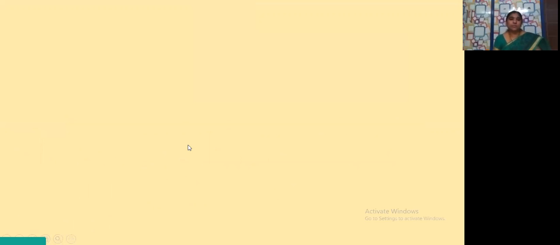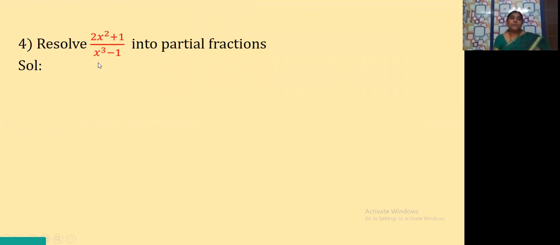Resolve 2x square plus 1 by x cube minus 1 into partial fractions. So what is the question here, children? 2x square plus 1 by x cube minus 1. If you observe this denominator, what is this here? x cube minus 1. 1 can be written as 1 cube or not? 1 cube is also equal to 1 only. Yes. So then it will be in which form? a cube minus b cube.